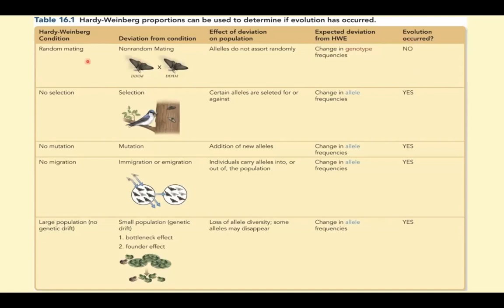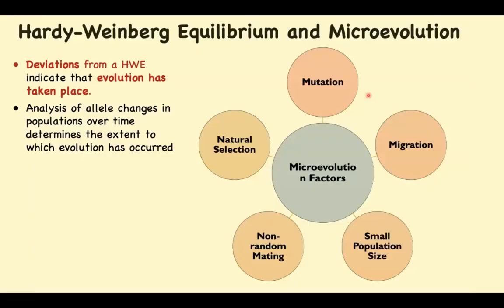Okay? Random mating ni selalunya dia tak ada, non-random mating ni selalunya tak by itself. Selalunya dia akan berkait rapat dengan natural selection. Okay, bila terjadinya random mating, terjadinya non-random mating and also selection, then evolution does occur because there is a change in genotype frequency and also the allele frequency. Okay, so let's go into detail.